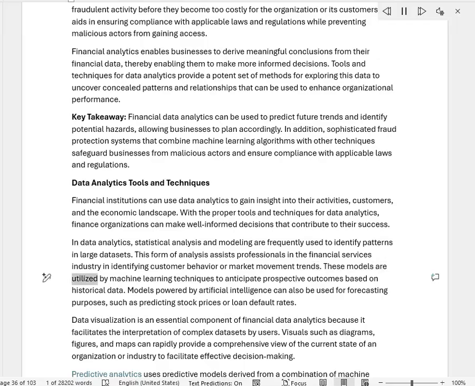These models are utilized by machine learning techniques to anticipate prospective outcomes based on historical data. Models powered by artificial intelligence can also be used for forecasting purposes, such as predicting stock prices or loan default rates. Data visualization is an essential component of financial data analytics because it facilitates the interpretation of complex data sets by users. Visuals such as diagrams, figures, and maps can rapidly provide a comprehensive view of the current state of an organization or industry to facilitate effective decision-making.